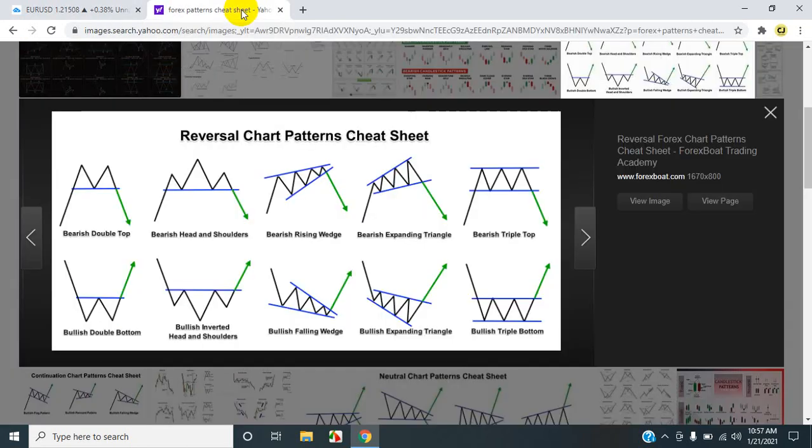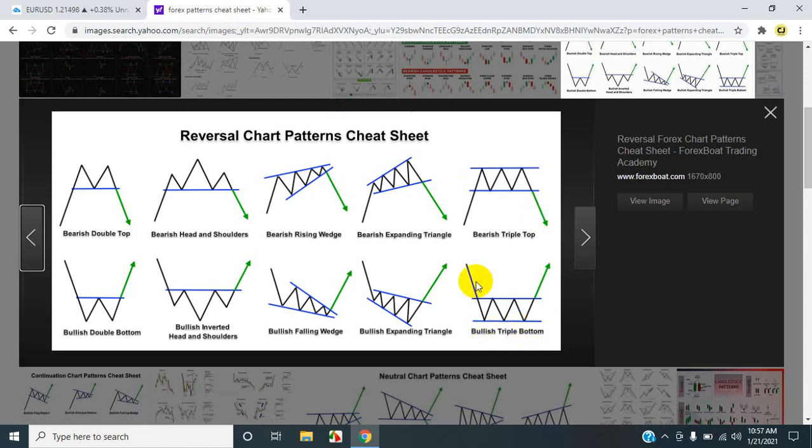So let's take a quick look at the Forex cheat sheet. What I have available for you guys is the reversal chart pattern cheat sheet, and this is something we worked on a little bit yesterday. Just want to finish off a few other patterns with you guys. Let's take a look at the bullish triple bottom.